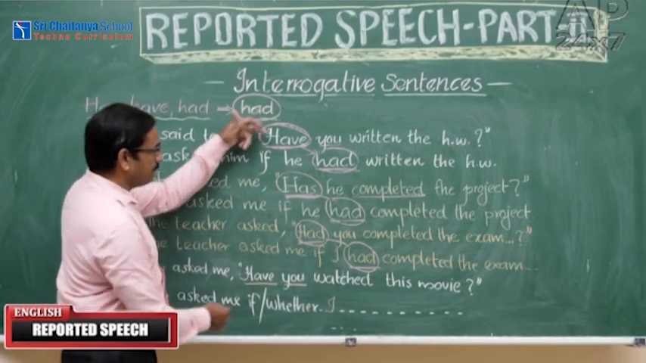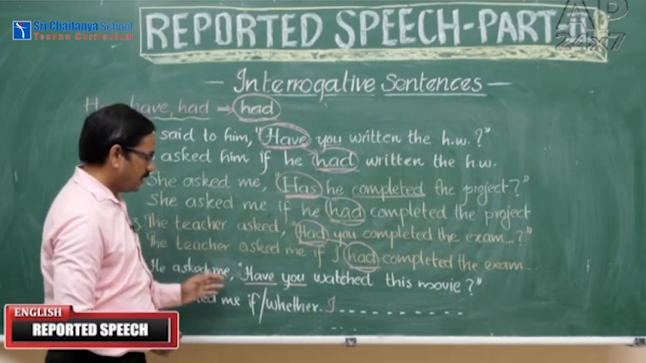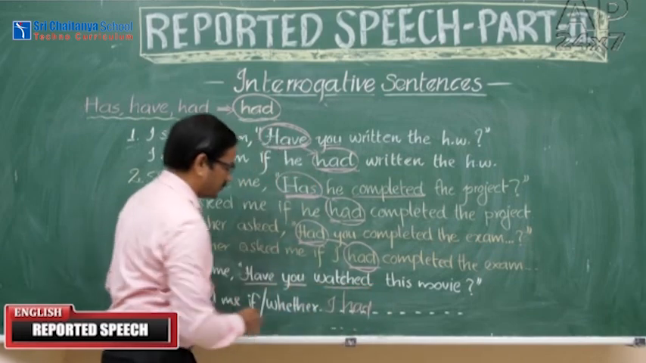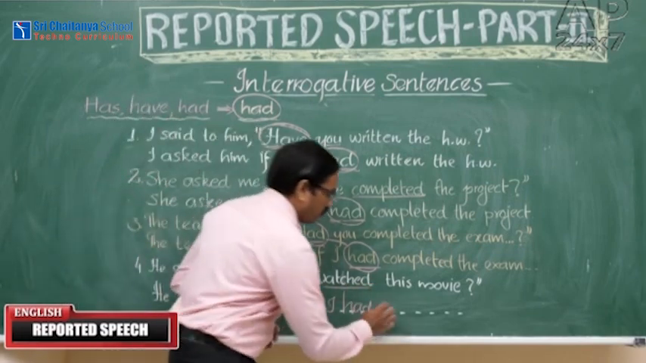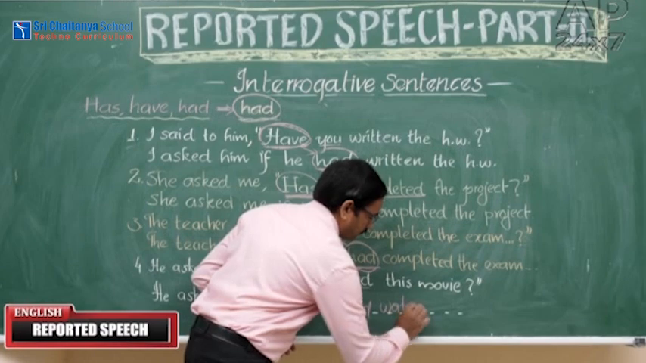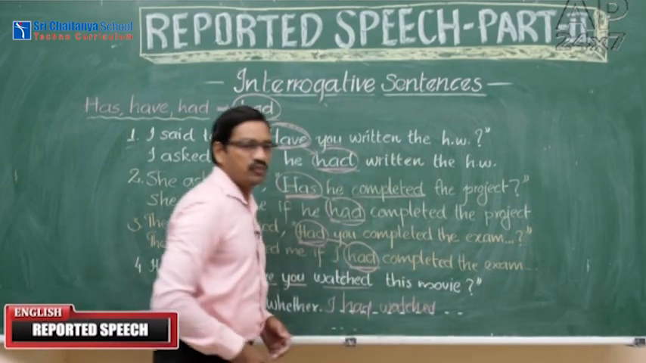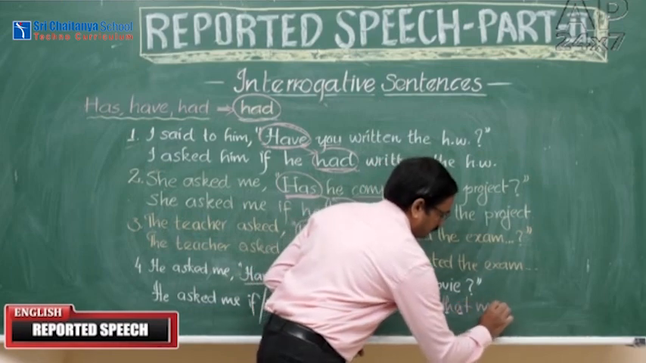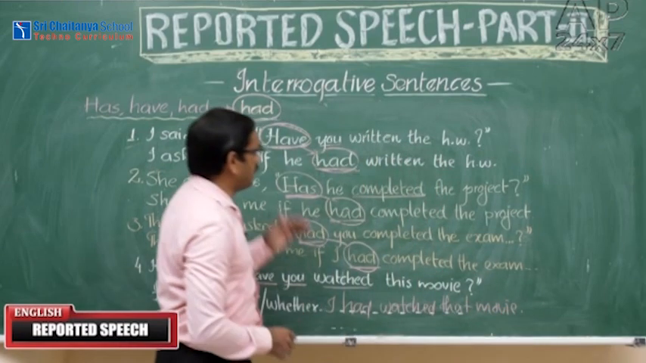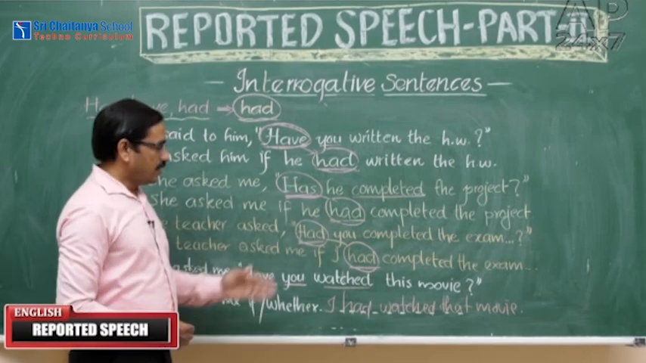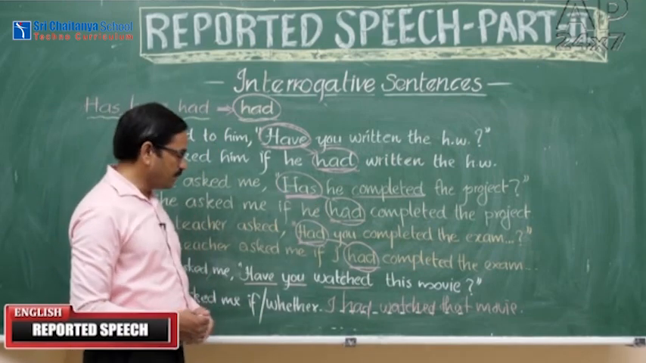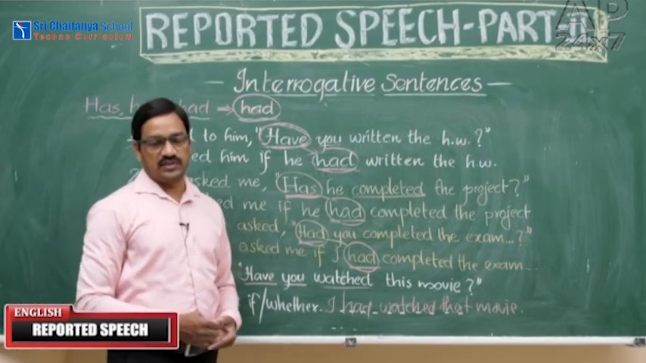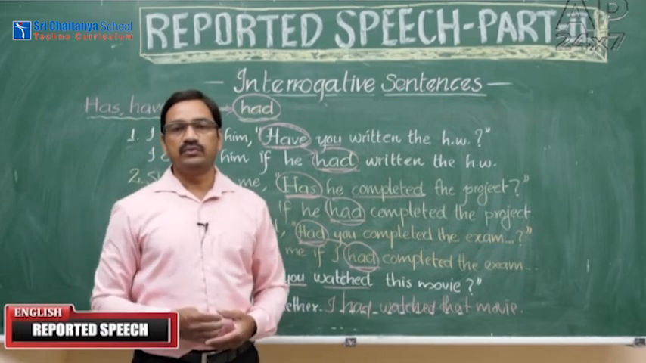So have is going to become had. If or whether I had watched. Have you watched? If I had watched this movie. This movie is going to become that movie. So has and have became had. Had will be retained as it is, had only. So have you watched this movie? If or whether I had watched this movie. This is how we change has, have, had into indirect form.